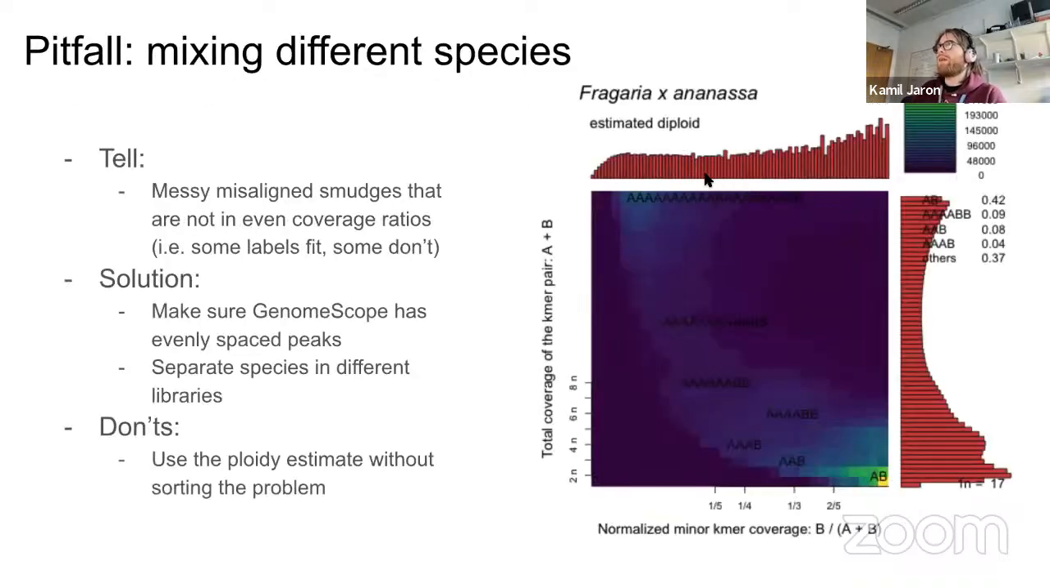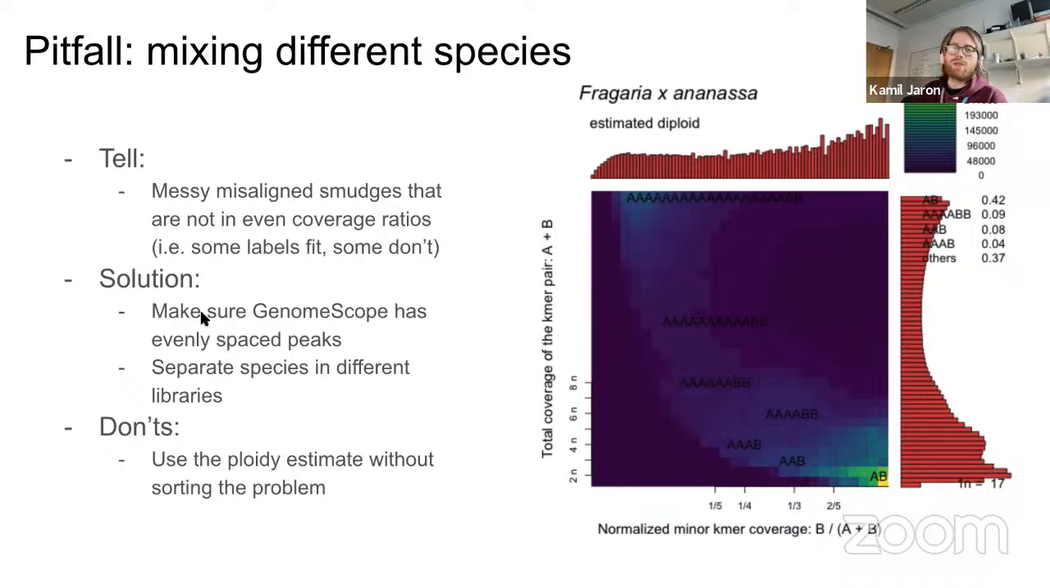What else can happen? Well, here I really got into strawberries. Strawberries were one of my favorite things. So when I first really used Smudgeplot, I tried to make as high coverage data as possible. So I started pooling libraries, and then it just didn't make sense. Look how weirdly misaligned those smudges are. You see that they just do not hold stoichiometry. What I did is I put two different species in one database. So these misaligned smudges that are not even in coverage ratios, which means that some labels fit, some don't, is an indication that you probably pooled together things that were not supposed to be together.